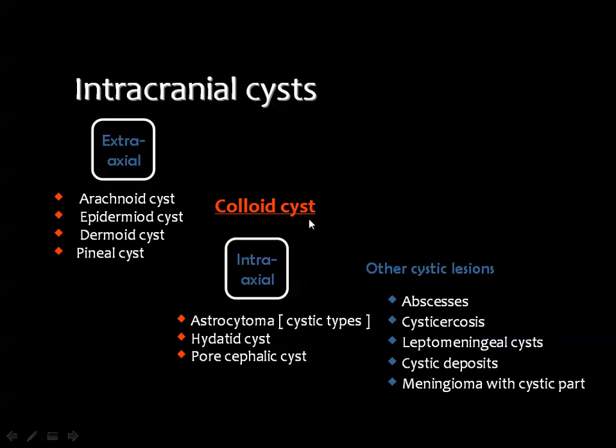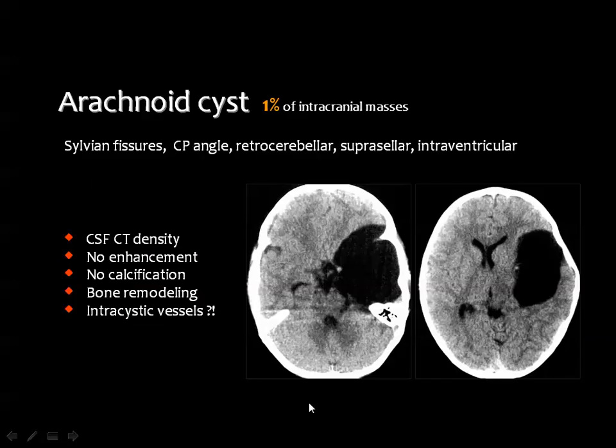Then the colloid cyst is one of the intracranial cysts with special characters. We'll talk about it. Then other cystic lesions occurring intracranially will include abscesses, cysticercosis, leptomeningeal cysts, cystic deposits, and the meningioma with a cystic component.